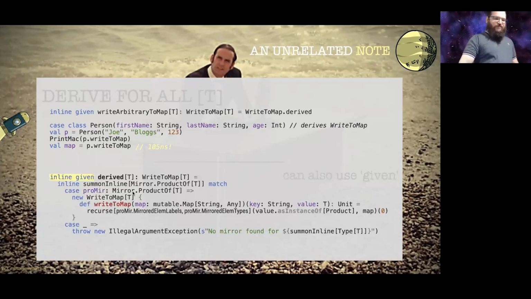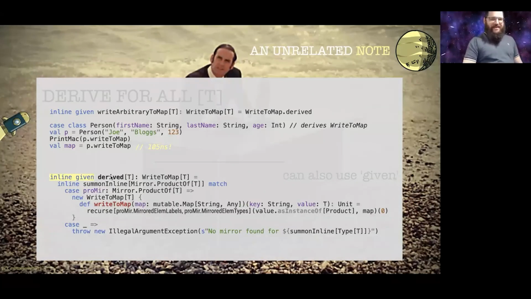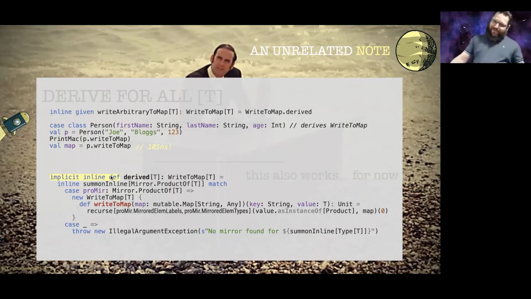The other thing to note is that, instead of doing an inline def on derived, you can do an inline given. That works as well. Oh, and FYI, this still works as well. It probably won't work for long because eventually these things are going to be deprecated, but you can use implicit to actually do this also. My preference of all these is to use inline defs because givens and implicits can potentially, in some cases, create implicit resolution conflicts. So I don't use that route. I like inline defs for this thing.